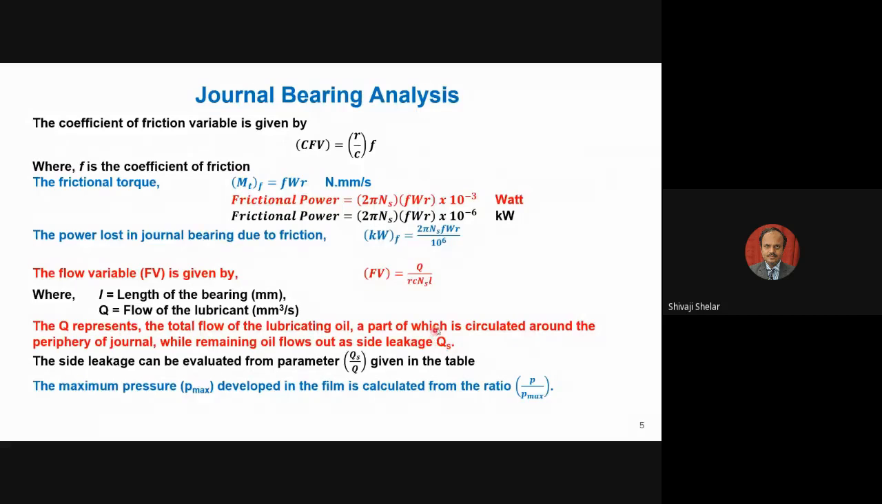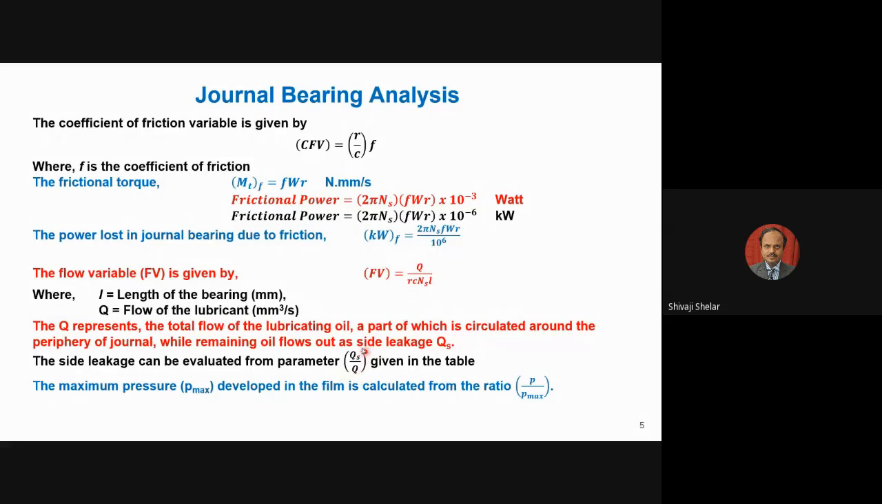So we need to know the amount of side leakage QS, and for finite bearing length, this QS is large compared to the infinite bearing length. So QS depends upon whether your bearing is finite or infinite. For a finite bearing, the determination of QS is very important. Again, we will have a dimensionless number here, QS by Q. So the side leakage can be evaluated from the parameter QS by Q.